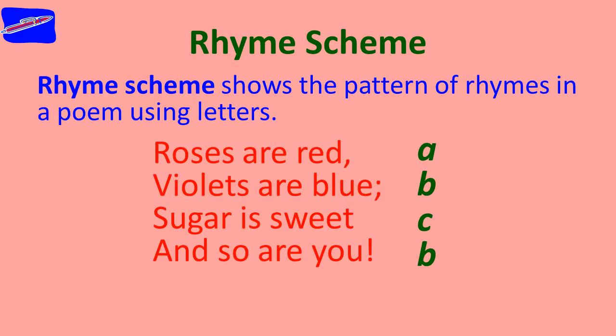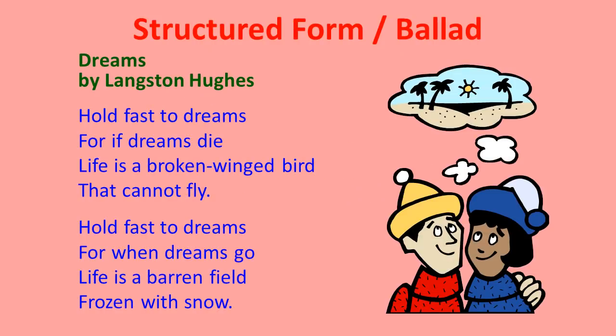All right, so we got ballads, free verse, haiku, and limerick. Let's take a look at an example of each. Put your pencil down again. We're going to read some more poems. Let's take a look at a structure form poem or ballad. This ballad is written by Langston Hughes, considered by many to be the most accomplished African-American poet who ever lived. This poem is titled Dreams.